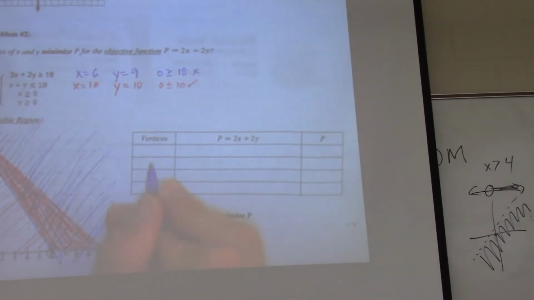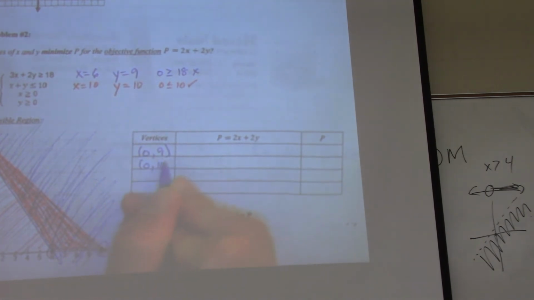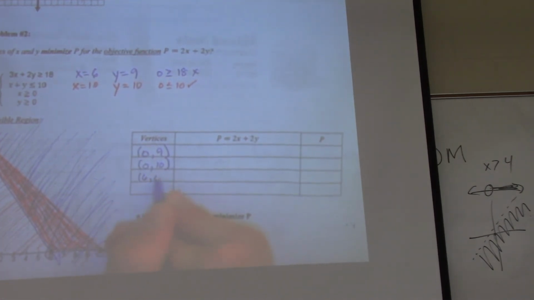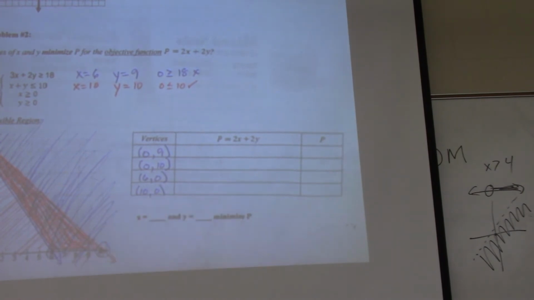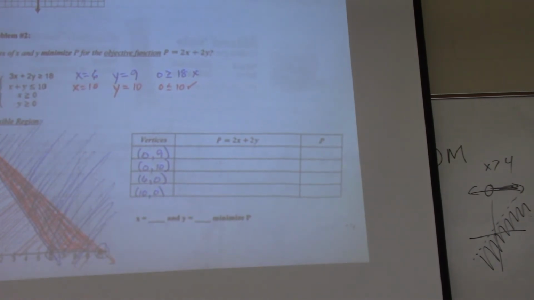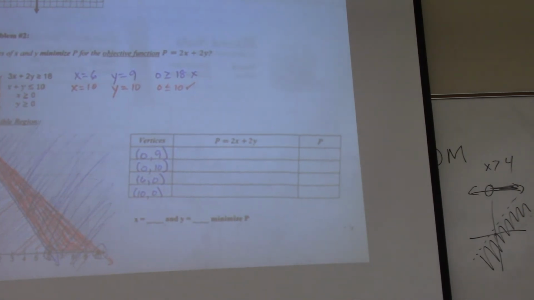So I'm going to label those vertices. Again, be careful of your x and y's. This is 0, 9, and 0, 10. 6, 0, and 10, 0. And again, I got those right from the picture. Plug them in. And again, I'm going to kind of skip the first step I did up above. I just showed you I'm plugging x into x and y into y. So 0 plus 18, because 2 times 9 gives me 18. 0 plus 20 gives me 20. 12 plus 0 gives me 12. And 20 plus 0 gives me 20.